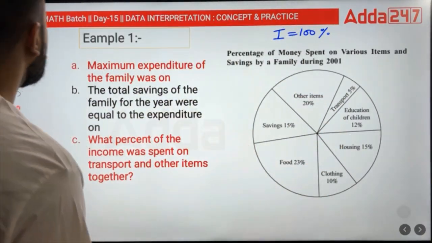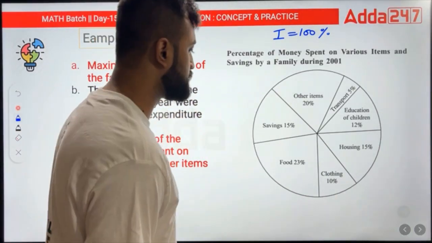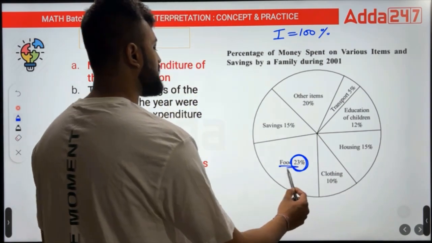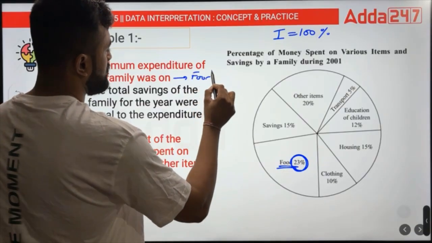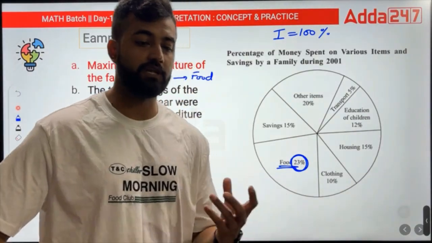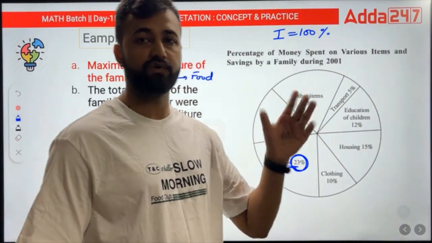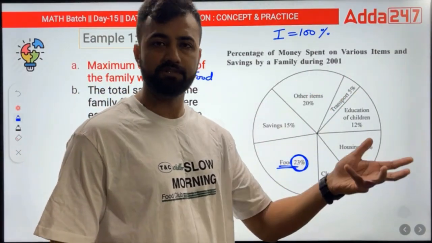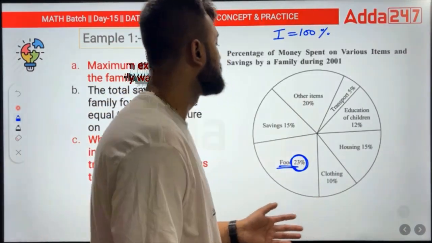So maximum expenditure of the family was on where, sir? Maximum expenditure means highest percentage. The highest percentage I can see is this one, 20%. So that means the family is spending most of its money on food. Now this question can be very good if they give you the total. Suppose they say the total earning of a person is 20,000, and in that 20,000 these are the expenditures. From there you can find how much rupees he's spending on this one, that one, and so on.